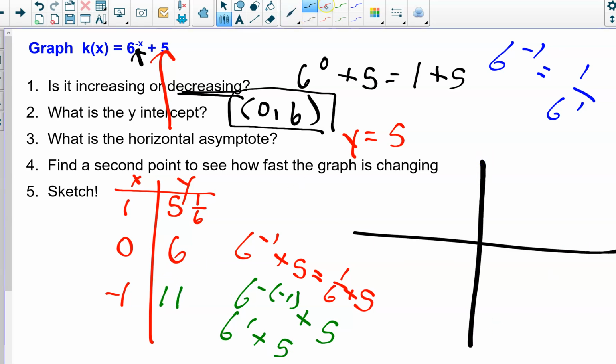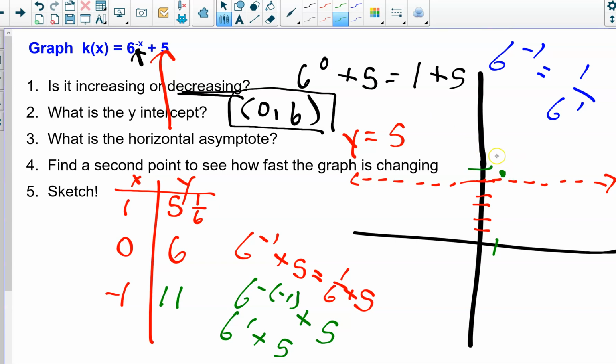And then if we were to graph that, again, we want to make sure we have that asymptote of y equals 5. And that's worth a point on a graph. And then the second part here is going to be 1 and then 5 and 1/6, which is just going to be above that line.